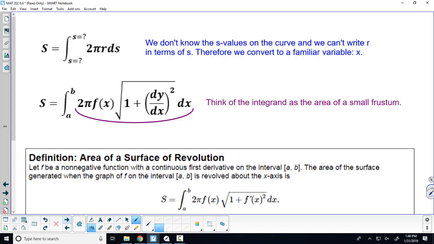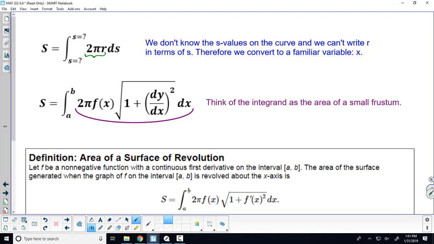So if we had a function of s with respect to s, no problem. We could just integrate that and we'd be done. But we write our functions as functions of x, not s, so we have to convert the s's to x's so that we can integrate. So now, there is a circumference expression right here. 2 pi r is the circumference of a circle.